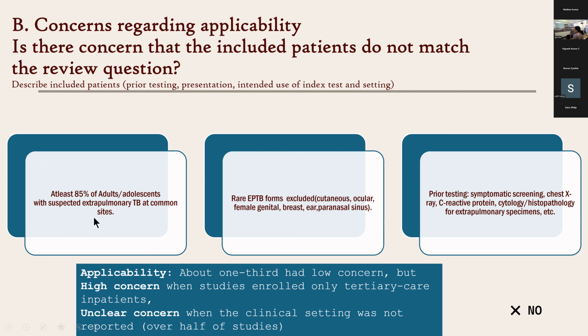They did include studies that had children, but they had specified that at least 85% of the population has to be their required population. So that's okay. And they did exclude rare pulmonary TB. And in terms of prior testing, they said symptomatic screening, chest X-ray, C-reactive protein might have been done, which is what you would expect before you start thinking pulmonary TB. Histology and cytology, I feel, is a little too specific in terms of your diagnosis. But overall, I think this is a fairly applicable test.